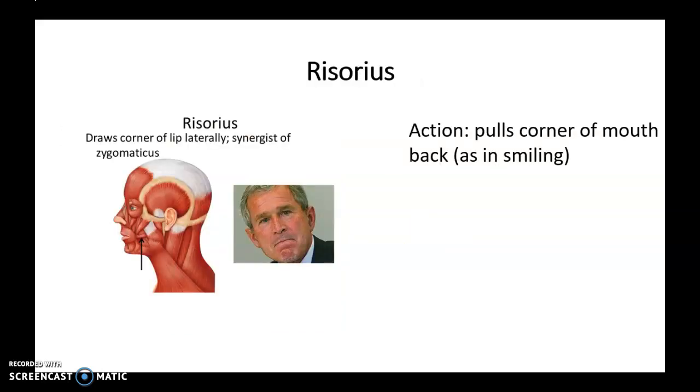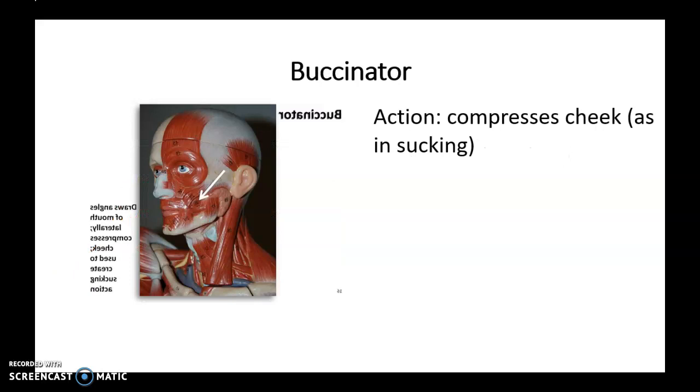The next muscle is risorius. It also pulls the corner of the mouth posteriorly, as in smiling. And this muscle right here, pointed by the black arrow, this is risorius. Don't get confused between risorius and Zygomaticus. Risorius is this one. It runs very laterally. And Zygomaticus are these muscles. So these are Zygomaticus, and risorius is the one shown in the black arrow.